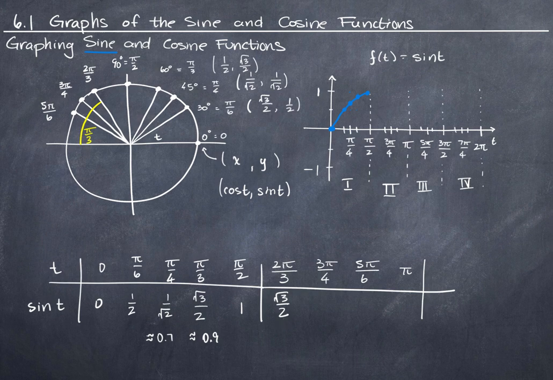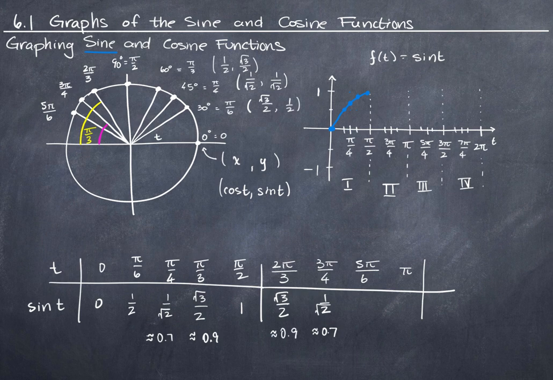To find the output value for 3 pi over 4, I need to first find the reference angle for 3 pi over 4, and that's pi over 4. Right? This angle right here is the same size as this angle right here. So the output value will be numerically the same as for pi over 4. I'm going to have 1 over root 2, which is about 0.7.